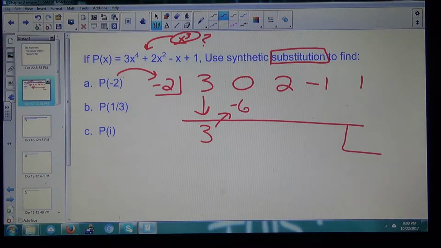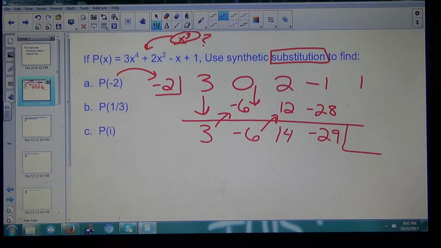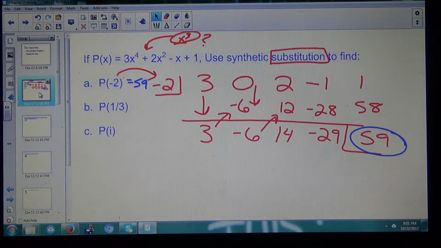So you multiply and get a negative 6, and then you add these two numbers together going downward, and that gives me negative 6. And I multiply to go up and get a 12, and then I add to get 14, and then I multiply and get negative 28, and then I add and get negative 29, and then I multiply negative 29 times negative 2 to get a positive 58, and then I add, and my answer for this problem is 59. So what's p of negative 2 equal? 59. Okay, so that's negative 2. I think you guys know how to do that.